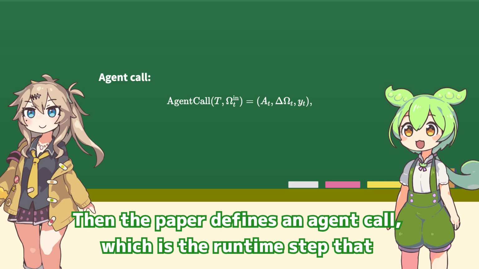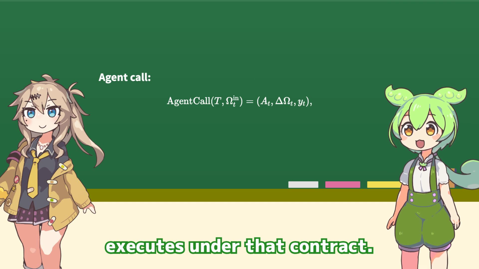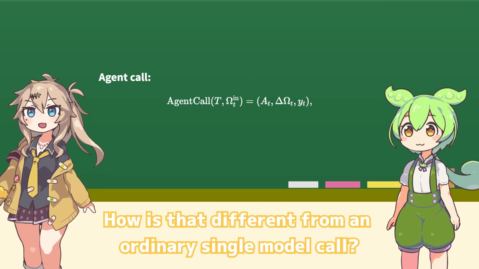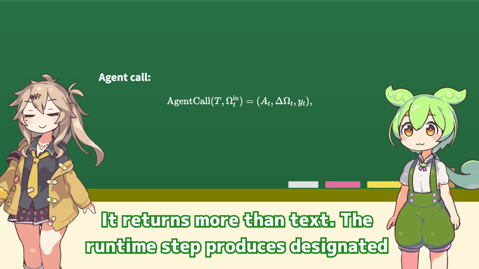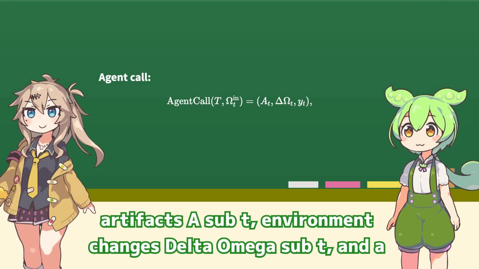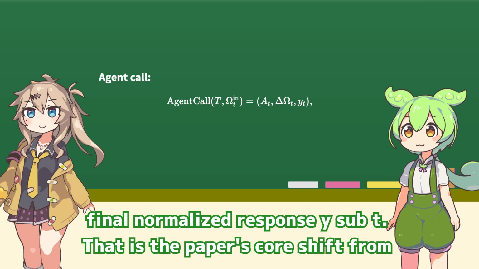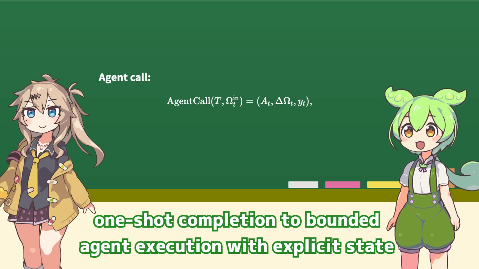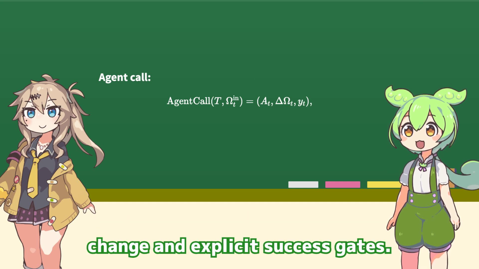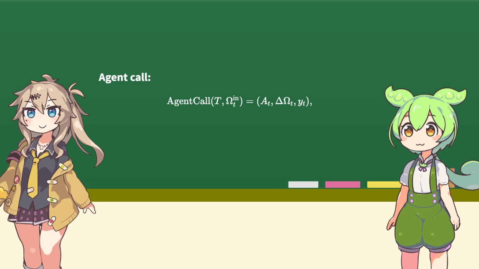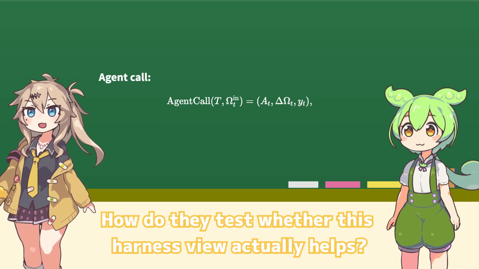Then the paper defines an agent call, which is the runtime step that executes under that contract. How is that different from an ordinary single model call? It returns more than text. The runtime step produces designated artifacts A sub t, environment changes delta omega sub t, and a final normalized response y sub t. That is the paper's core shift from one-shot completion to bounded agent execution with explicit state change and explicit success gates.